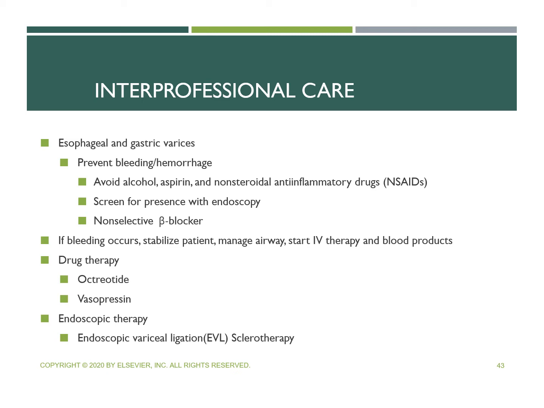And then if the bleeding occurs, you want to stabilize the patient, maintain airway, start IV therapy, and blood products. Some of these patients can lose an awful lot of blood if the bleeding starts, so you'd have to implement emergency measures. Other drug therapy that we can try here is octreotide. The other name for that is Sandostatin, and then vasopressin, which is Pitressin. Those drugs are routinely used for GI bleeding.